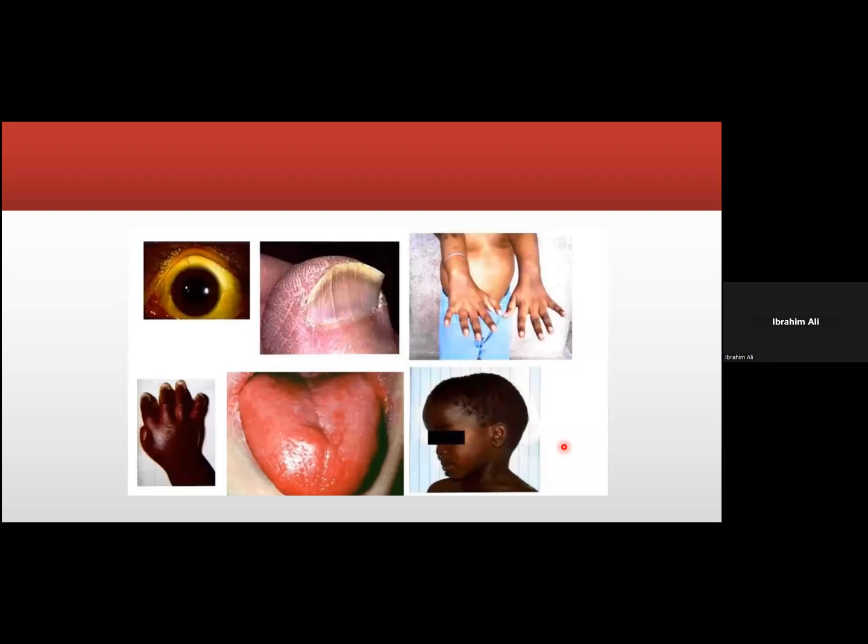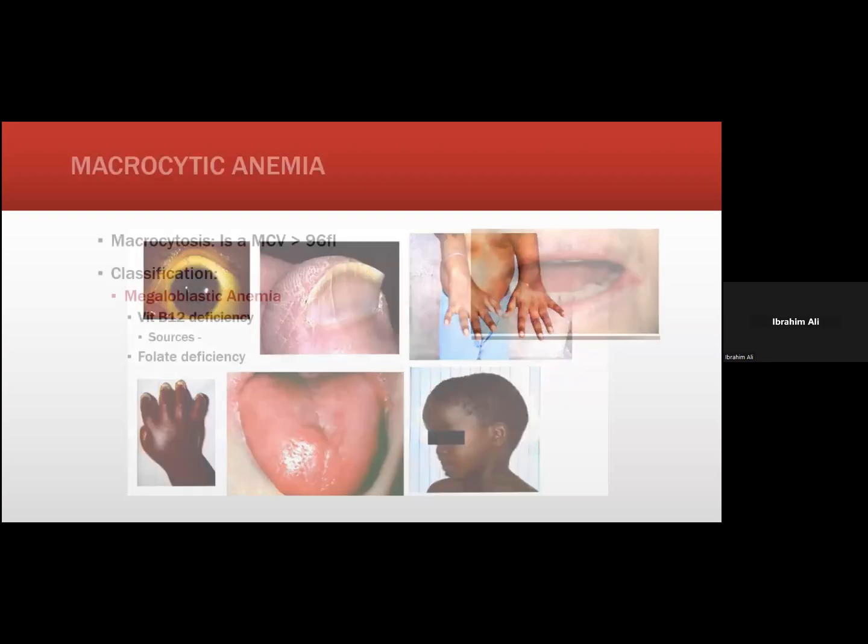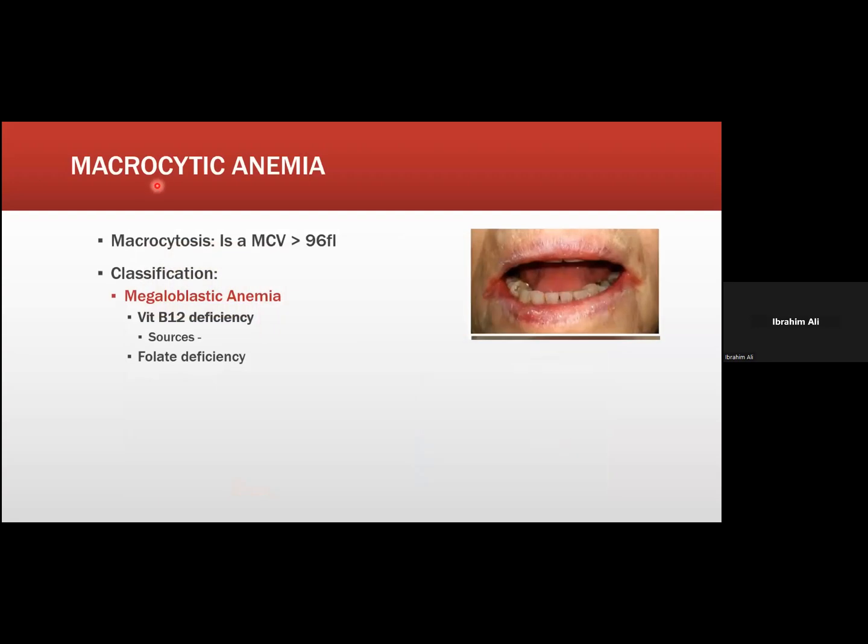So our next topic is macrocytic anemia. Macrocytic anemia is when we have our mean corpuscular volume, that is MCV, more than 96 femtoliters, but some books say 100 femtoliters. But according to your notes, it will be 96 femtoliters.